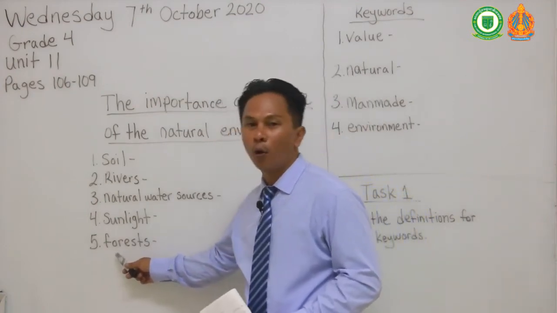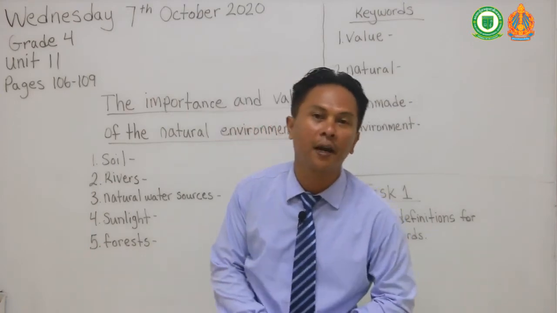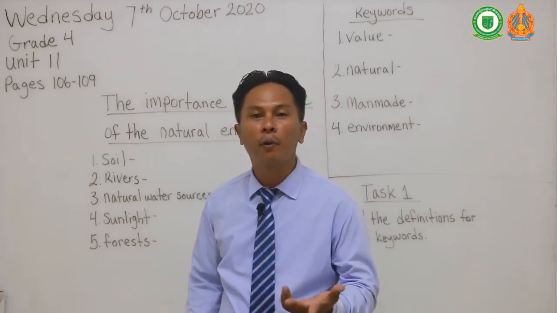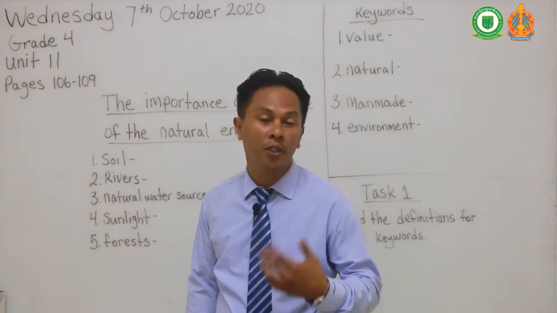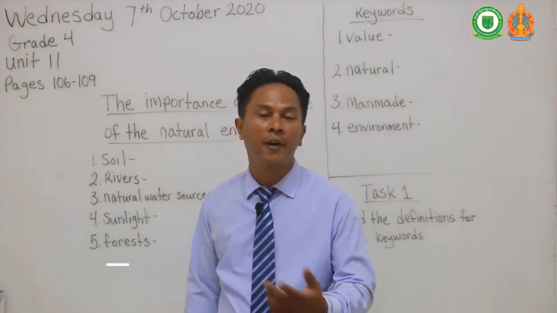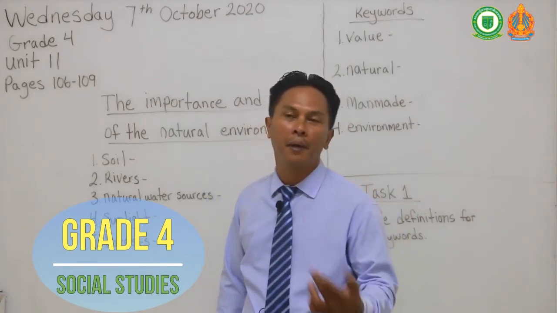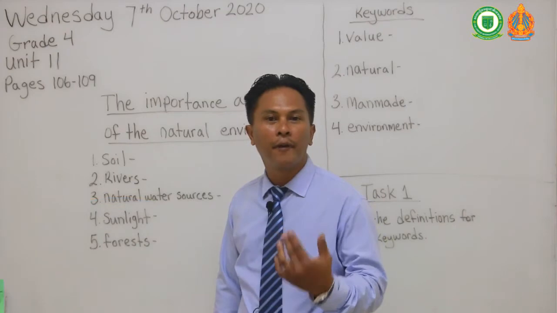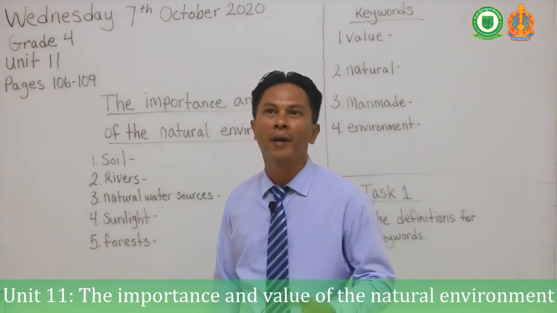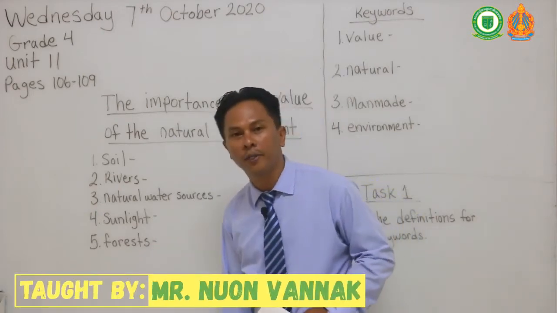Okay, number five, forests. Forests are naturally made also. It is not man-made. Man cannot grow a forest. And from forests, we could benefit from the trees. There are a lot of trees in the forests, and the trees provide shelter for animals, and also fruits. I'm sorry, not fruits, but vegetables. We could find food in the forest, like mushrooms, bamboo shoots and all that. So forest is a natural resource.